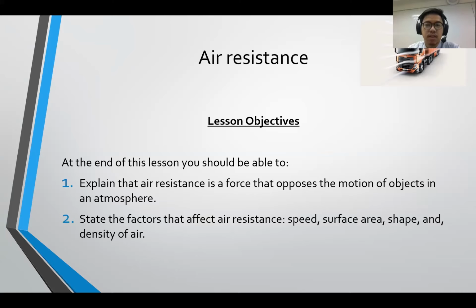So on the screen, you can see the lesson objectives for this lesson. At the end of this lesson, you should be able to know what air resistance is, and air resistance is a force that always opposes the motion of objects in an atmosphere. Objective number 2, you need to know the factors that affect air resistance. There are 4 factors: speed, surface area, shape, and the density of air. We'll talk more about that later.